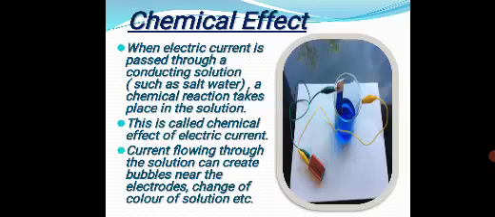Current starts flowing through the solution and it creates bubbles at the electrodes, and when the color of the solution changes, it represents that a chemical reaction has taken place in the conducting solution, for example salt water. This chemical effect is very important. It has its own significance that we will discuss in the next session, especially in the electroplating process.